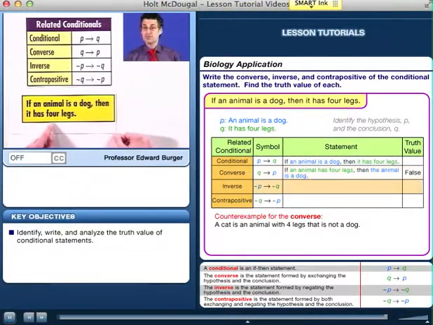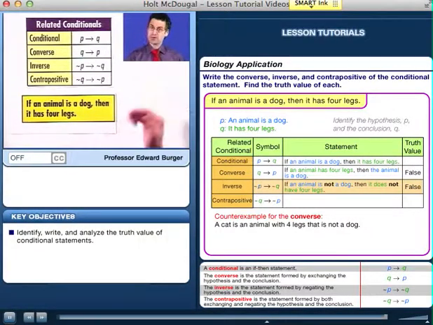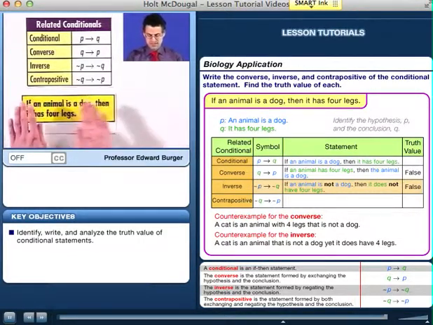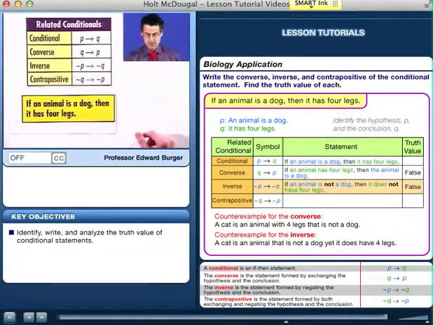What about the inverse? Well, the inverse says, if an animal is not a dog, then it does not have 4 legs. Well, that statement is also false, and a cat provides a counterexample, because notice that a cat is an animal that is not a dog, and yet a cat does have 4 legs. So therefore this statement would be false.